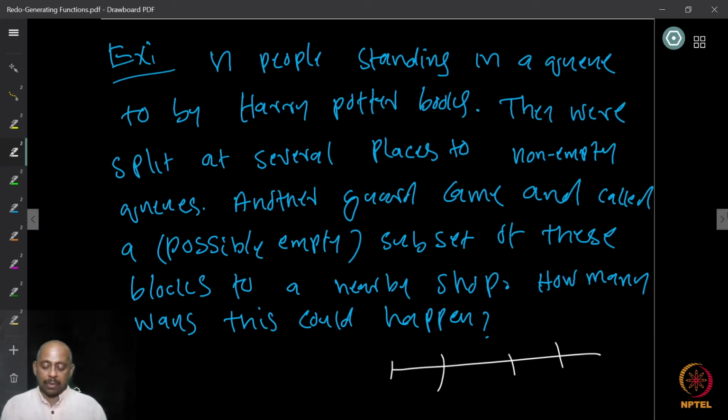And then another guard comes and says to some subset of these guys, okay, let us all go to my shop. I will give you faster access to the book. Here you are waiting in the queue, so let me take some of you from here and here. I will take you to my shop. I will give you a better deal there. Now, how many ways can this be done? Let us solve this.